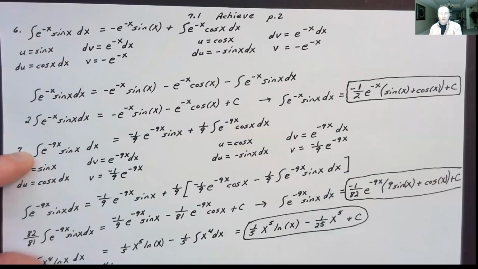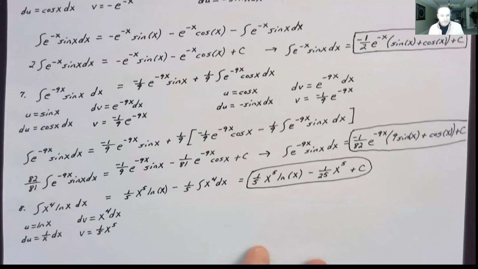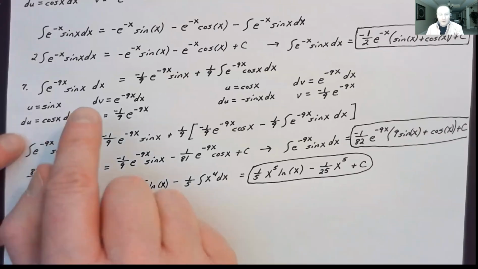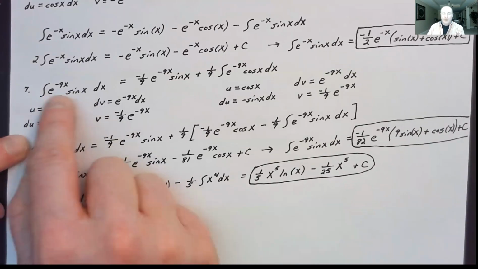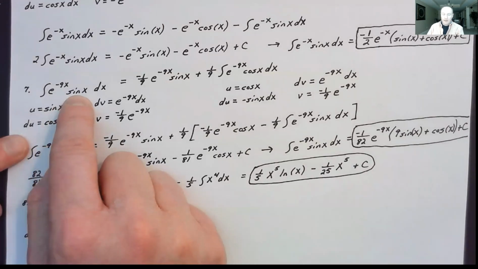And then, of course, you have plus your constant of integration. Now, for the next problem here, you might say, well, hey, 7 is identical to number 6. It really is. Anytime you have an exponential times a trigonometric function, it's going to cycle around. You're going to have to use integration by parts 2 times and then solve algebraically. This one will be a little bit more fun to solve algebraically.